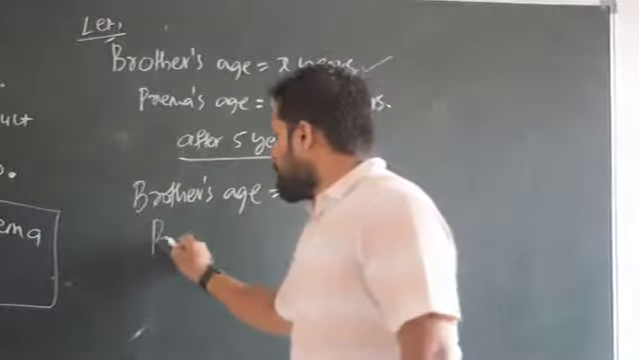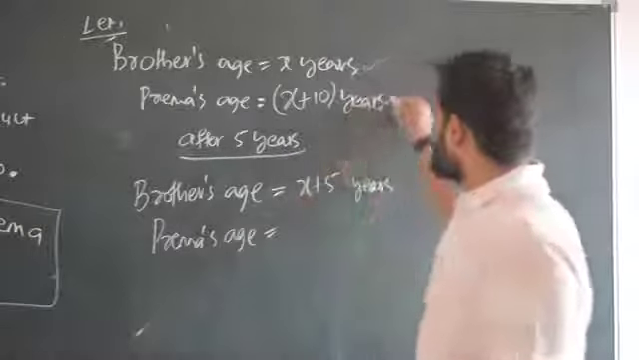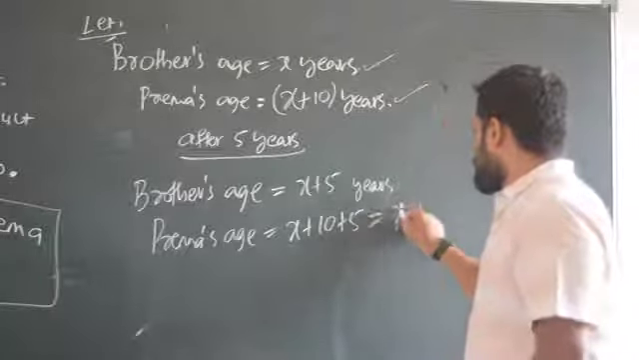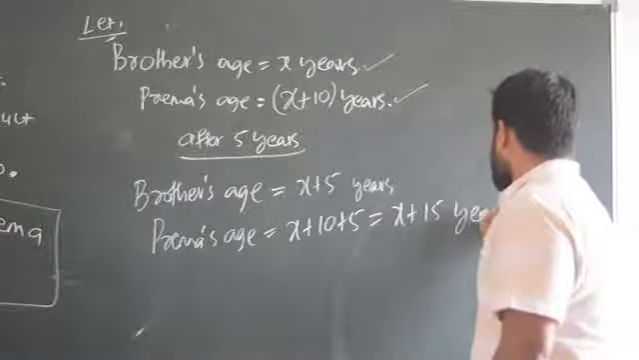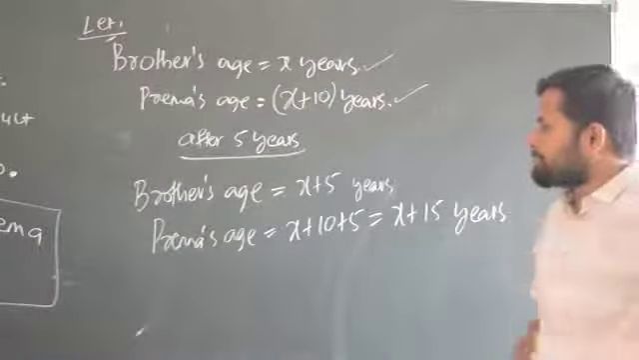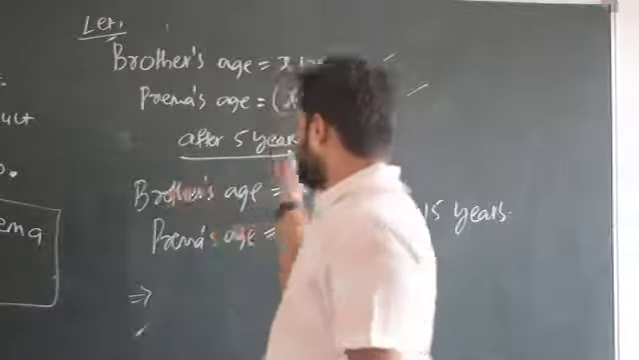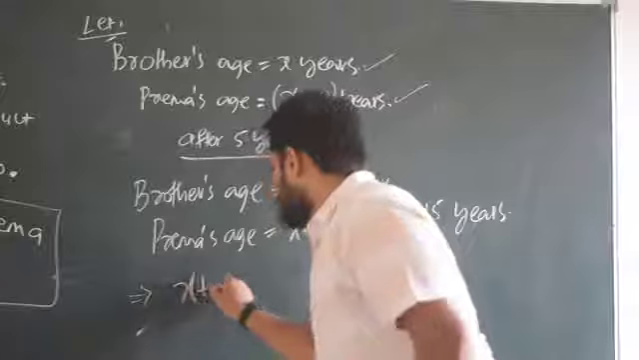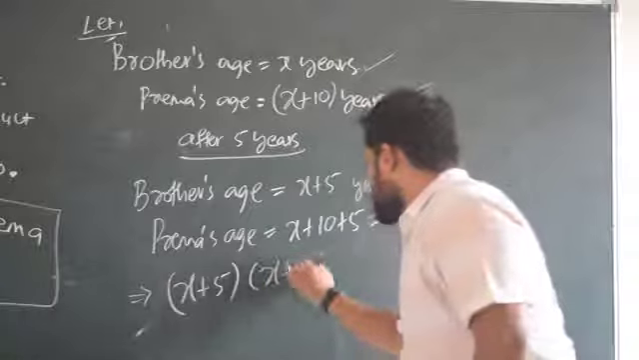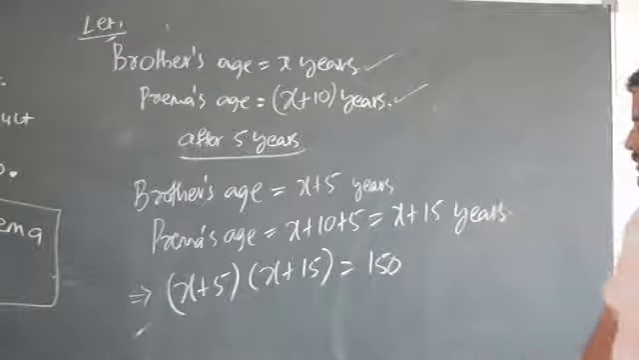Now what will be Prema's age? Tell me. Already she is x plus 10 years, so she will become x plus 10 plus 5, that is x plus 15 years. I hope it is clear. Now what they are saying? The product of their ages is 150 after 5 years. So the first thing is x plus 5, and the second thing is x plus 15, and that is equal to 150. Is it clear?